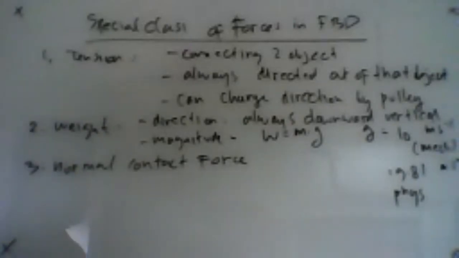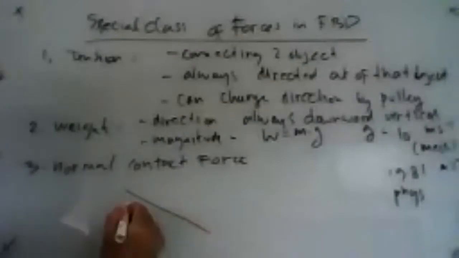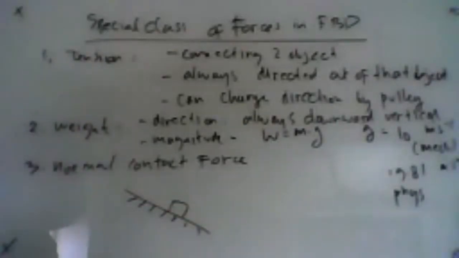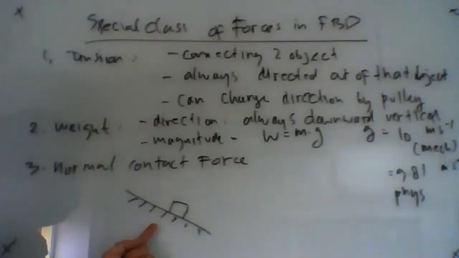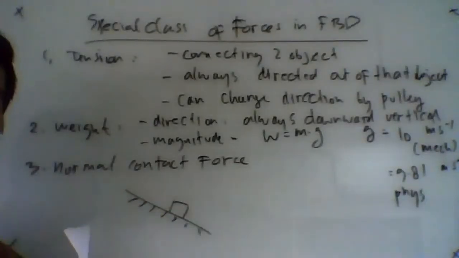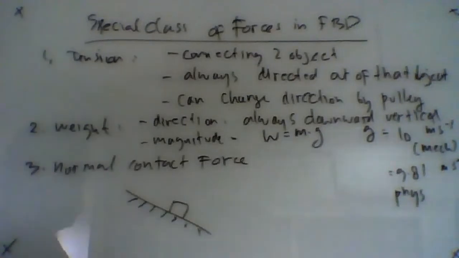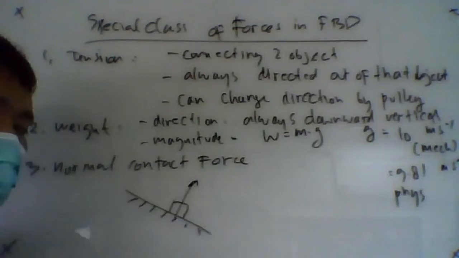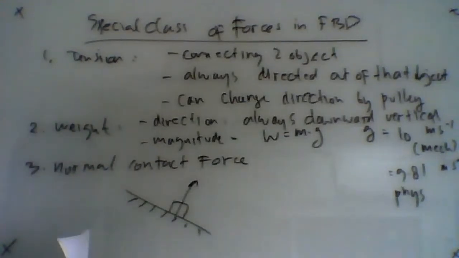I repeat, if there is a surface and an object is in contact with it, then the surface will be pushing the object back outside of the surface. The pushback is always perpendicular, and normal. In mathematics, normal means perpendicular, or 90 degrees.